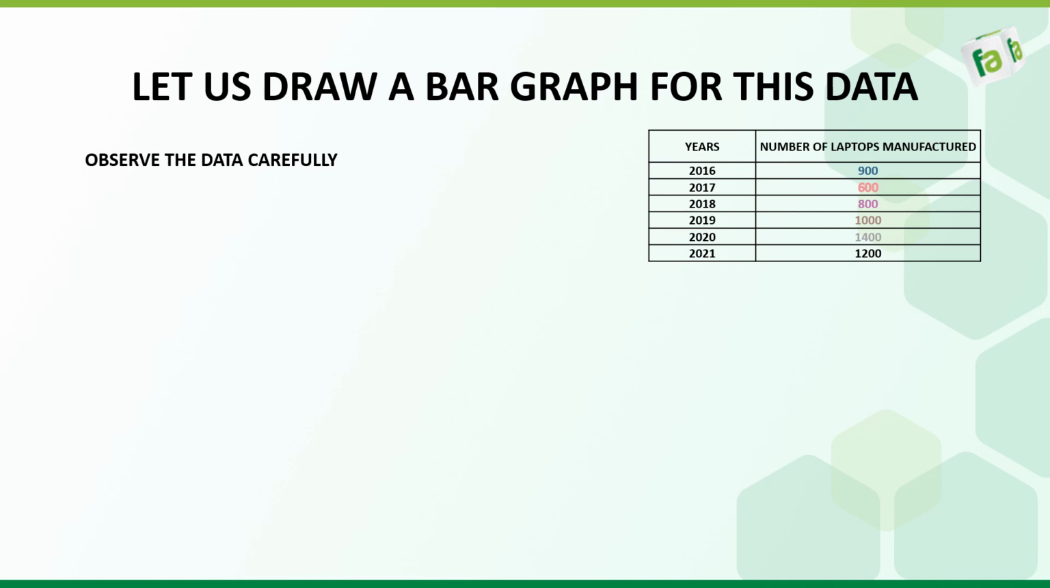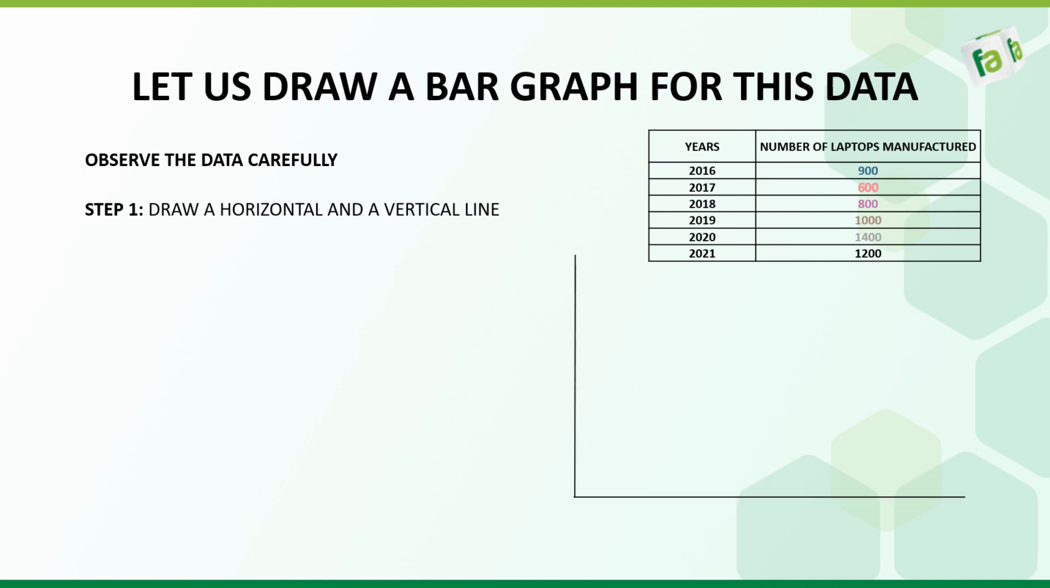Okay, now let us create the bar graph together step by step. Draw a horizontal and a vertical line. So here is a horizontal and vertical line. Now label both the lines. Label the vertical line as number of laptops manufactured and horizontal line as years.